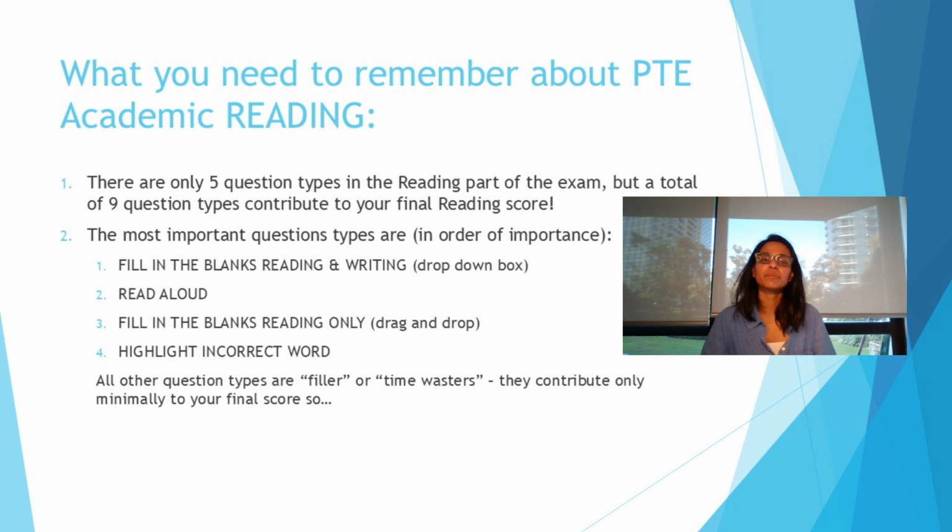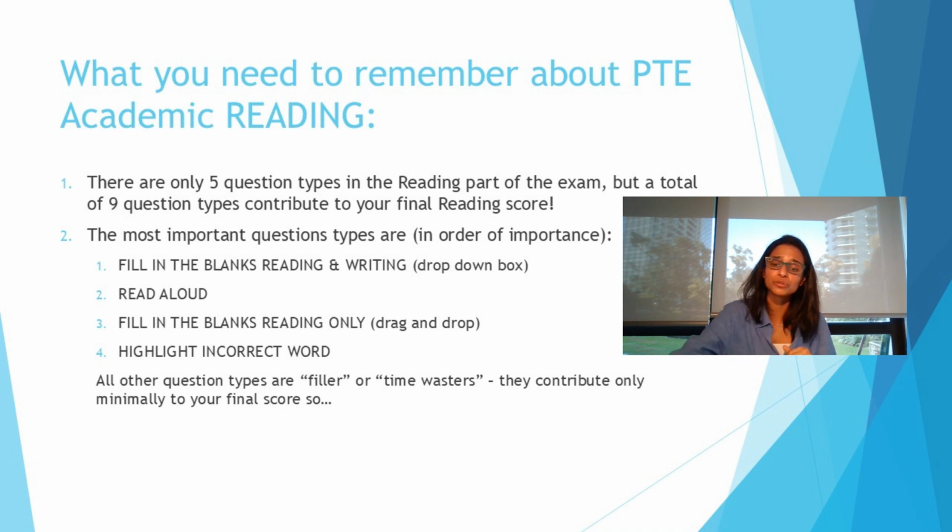Things you need to remember about PTE Academic reading. There are only 5 question types in the reading part of the exam, which can be up to 33 minutes long, but a total of 9 question types contribute to your final reading score. As I said, the 4 most important are fill in the blanks reading and writing, read aloud, fill in the blanks reading only, and highlight incorrect words. All the other questions are filler questions or time wasters. They contribute only minimally to your score.